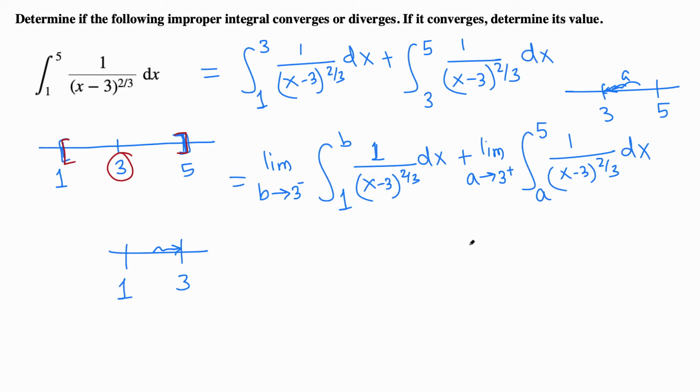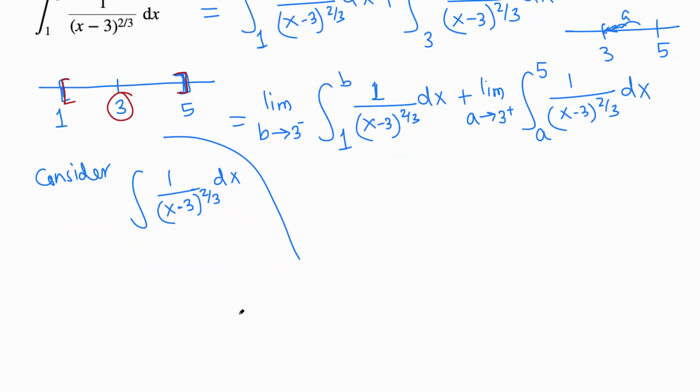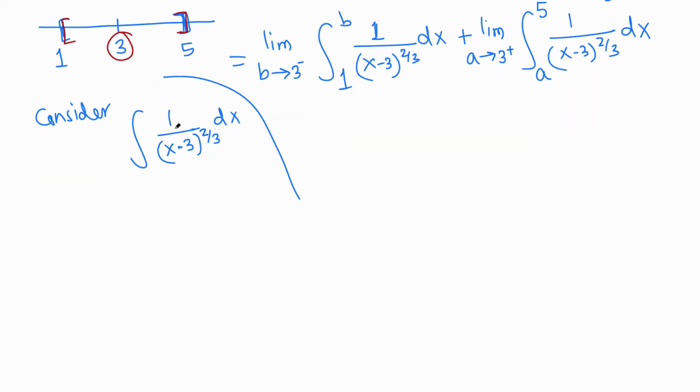So we need to evaluate two improper integrals here. Let's do it. These two integrals are the same. So instead of working with everything, let me just find the antiderivative of this fraction, and consider the integral of 1 over (x minus 3) raised to 2/3 dx without any limits. How do we evaluate this integral? Obviously there is a composition, so u substitution. Let u be x minus 3, then du over dx is 1, writing in terms of differentials, dx is du. So this integral becomes 1 over u raised to 2/3, and dx is just du.